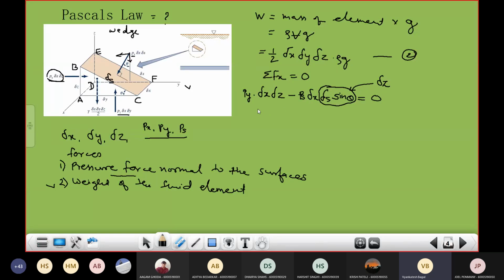So you can solve this expression further and you can write this Py delta x delta z must be equal to Ps delta x, and for this I am going to put delta z. Now look at this, delta x delta z will get cancelled out, and from this expression I can write Py is equal to Ps, right? So the pressure along y direction is also equal to pressure along any random direction s which we have taken in this element. Is it clear?